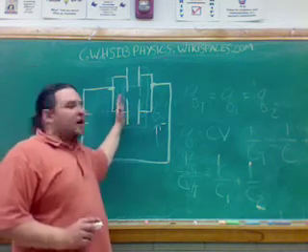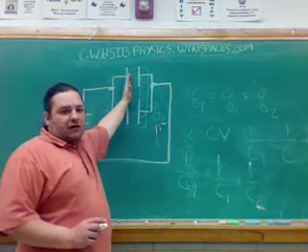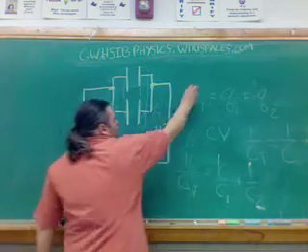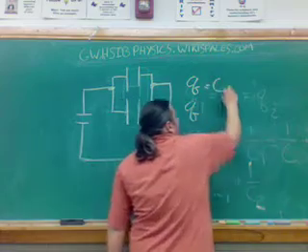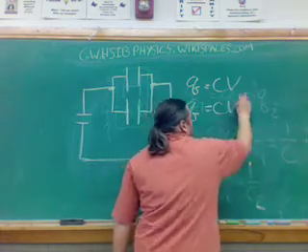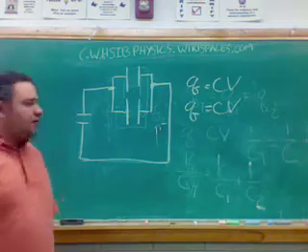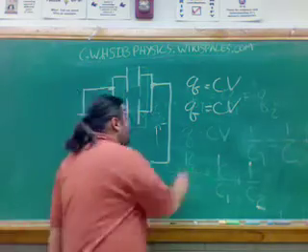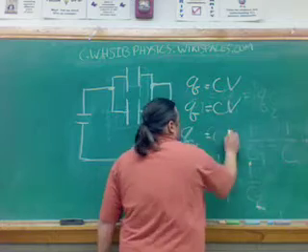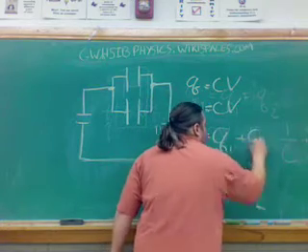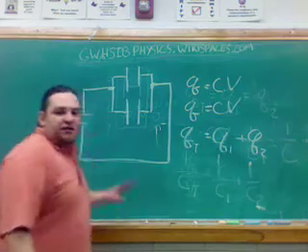So this total charge, Q, is equal to C times V, okay? So the total charge stored in that system is going to equal Q1 plus Q2. The charge here and the charge here is my total charge.